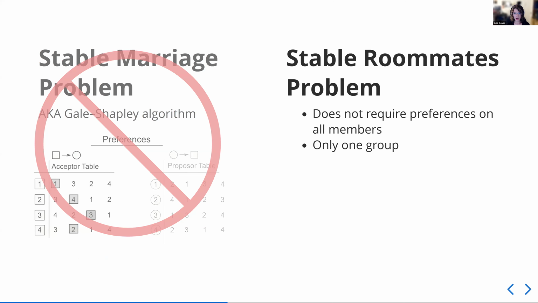But another common problem that you'll find is the stable roommates problem, which does not require preferences on all members, but only has one group. And again, that's a no-go for our problem.